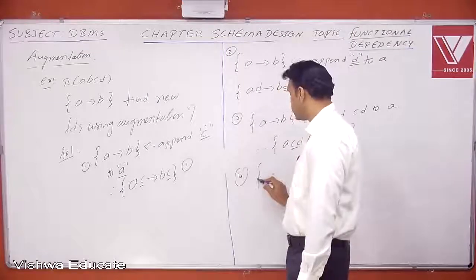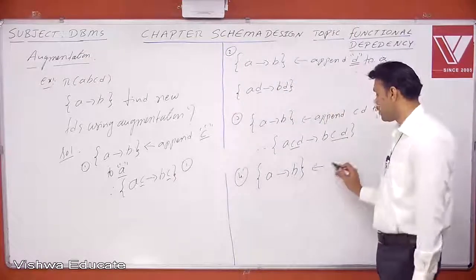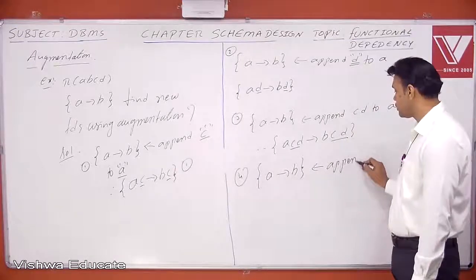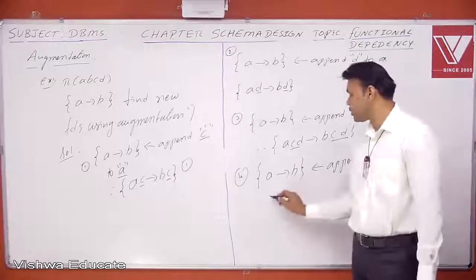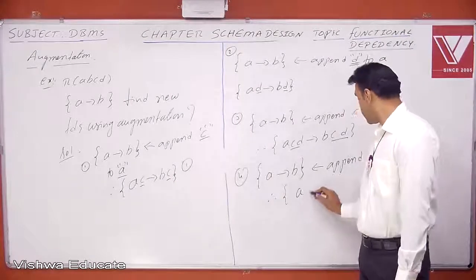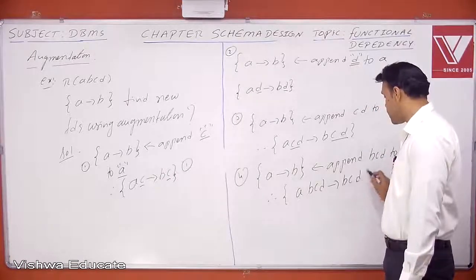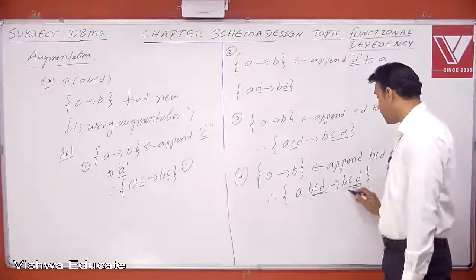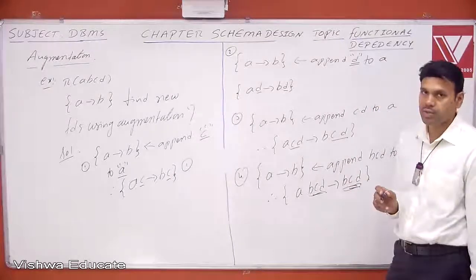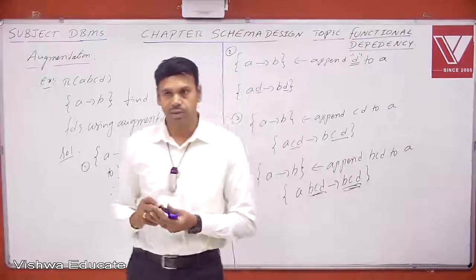And the fourth one, A tends to B is given, append BCD to A. So I could get ABCD tends to BCD. So likewise, you can get multiple productions using the concept of augmentation.